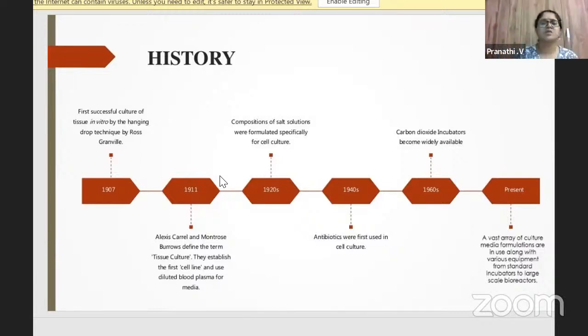So when it comes to the brief history of the cell line, as to why we are actually studying this, you can just see that it started through the hanging drop method by Ross Granville in the year 1907. In fact, he wanted to study the culture of the tissues. And from there onwards, different kinds of cell lines were introduced. Blood was used as a medium inside the medium, in fact, and different kinds of salt solutions and the concentrations were tweaked to see what was good. And then antibiotics were used in the 1940s in the cell culture. After the discovery of penicillin and amoxicillin and all the other antibiotics, it was a different ballgame altogether. And when it comes to your carbon dioxide incubators, from the 1960s onwards, it's available. Of course, today it is again a different world with so many equipment and so many things that have come up for us to study.